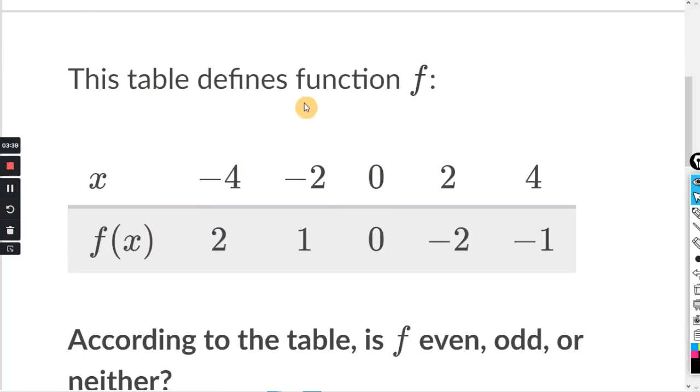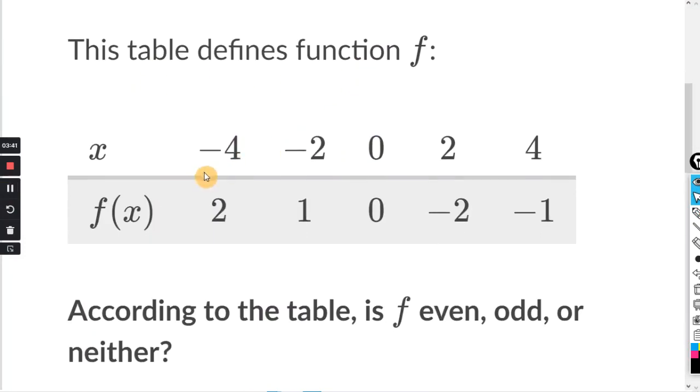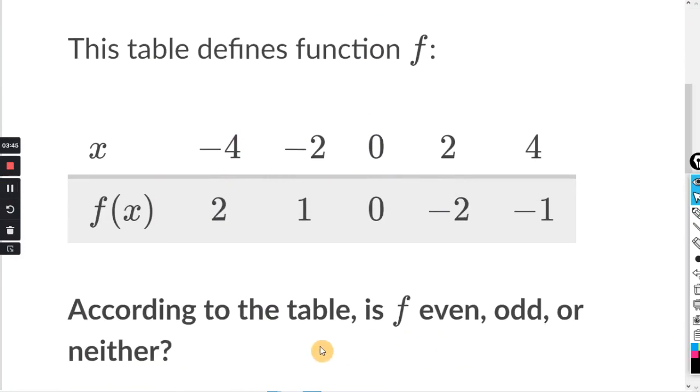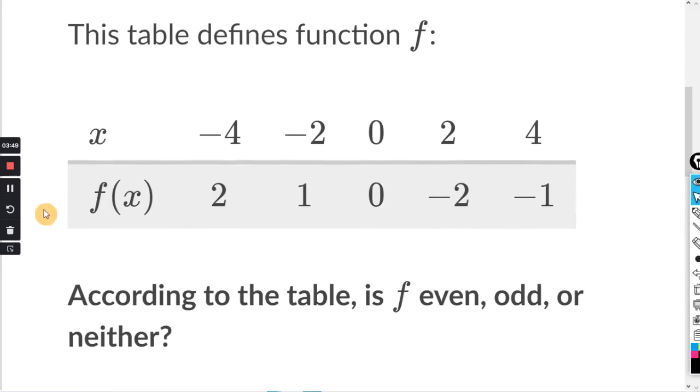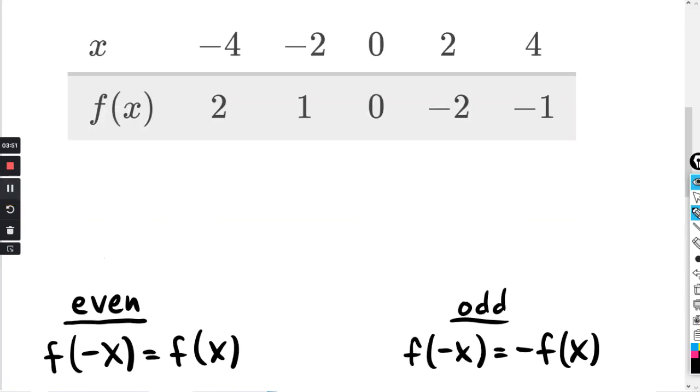Problem 1, this table defines function f. We have our x and y values. According to the table, is f even, odd, or neither? So you choose one of those 3 answers. So recall from the notes, for the even function, f of negative x equals f of x. For the odd function, f of negative x equals negative f of x. Let's see if we can prove either one.